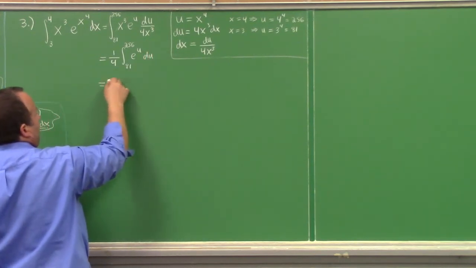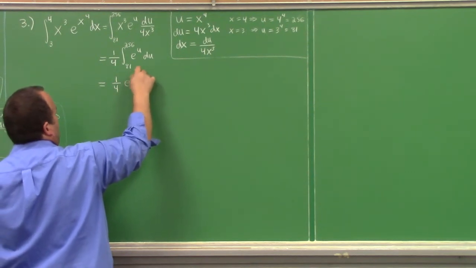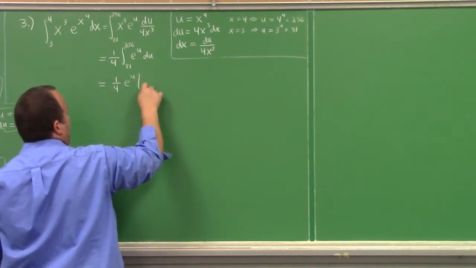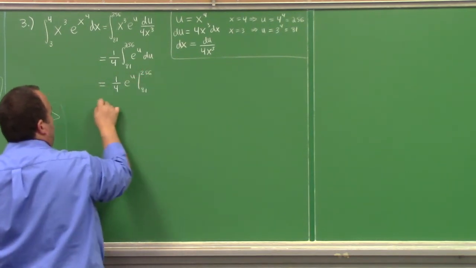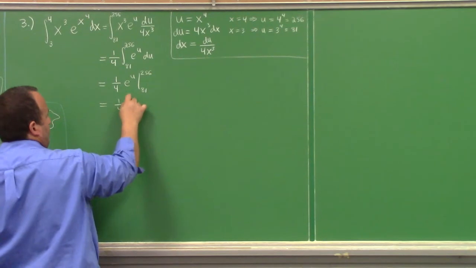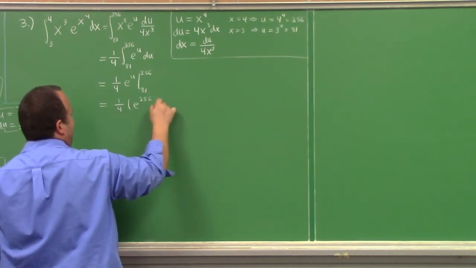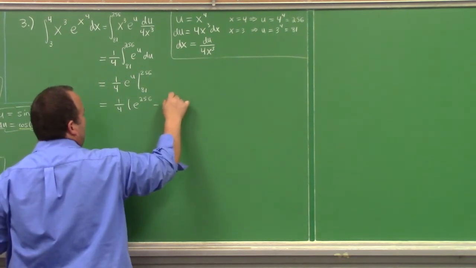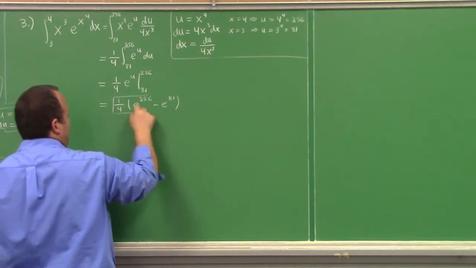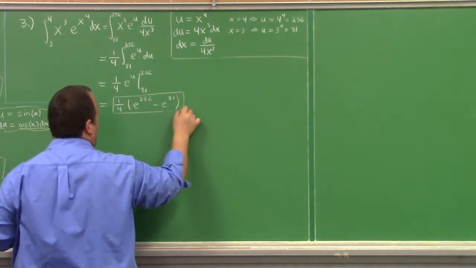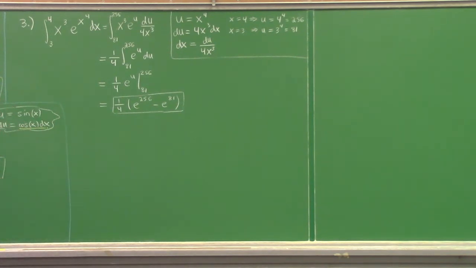Of course, the antiderivative of the exponential is just the exponential again here. And fundamental theorem of calculus part 2, we evaluate f of b minus f of a. So that is 1/4 e to the 256 minus e to the 81. And I think that's too big a number, your calculator is probably not going to do a good job on that one.